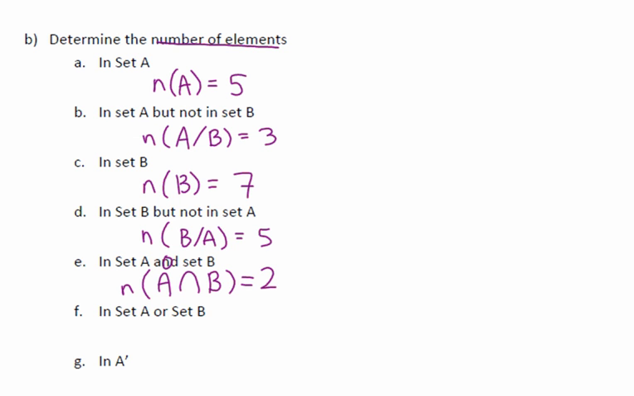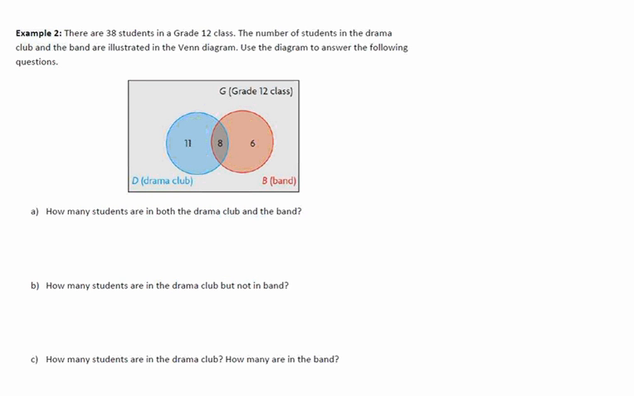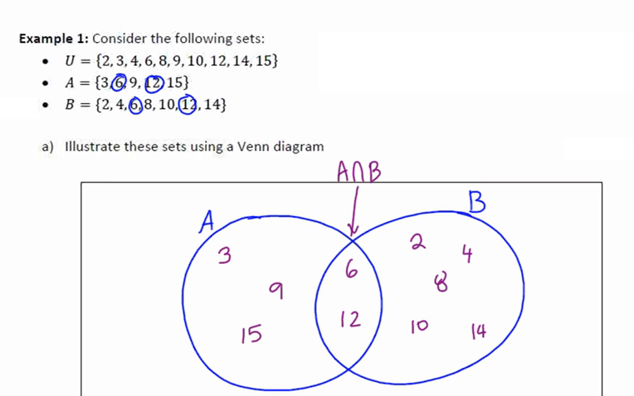Now, A or B is another story. How would you write A or B? A union B. So when it says A or B, it wants the number of elements in all of A or B. When you count, do you count the overlap twice? No. So it would be 1, 2, 3, 4, 5, 6, 7, 8, 9, 10. 10 elements are in A or B.